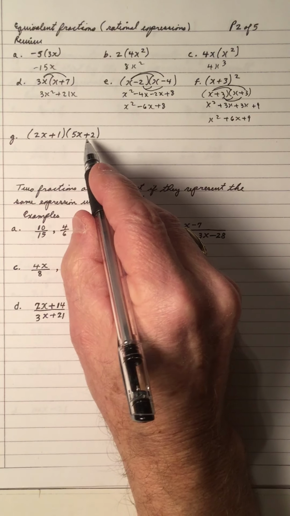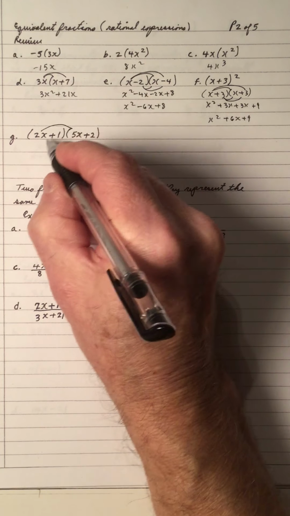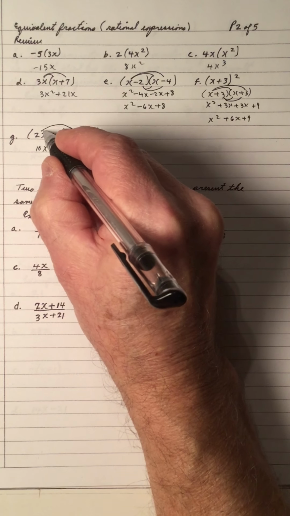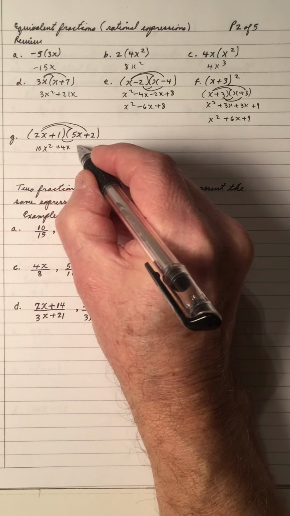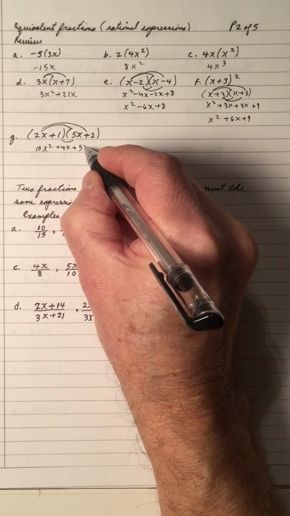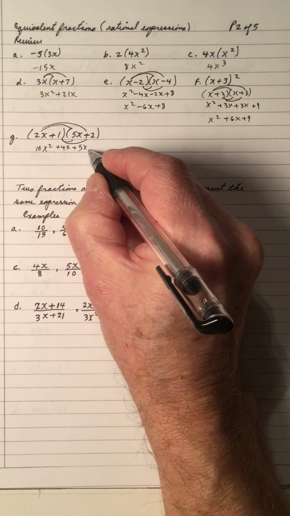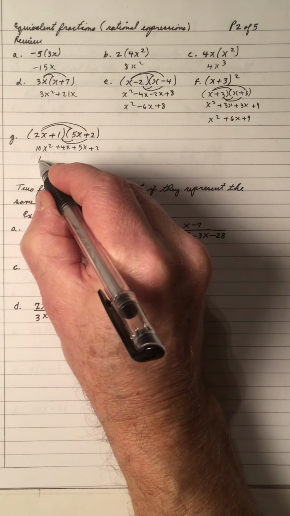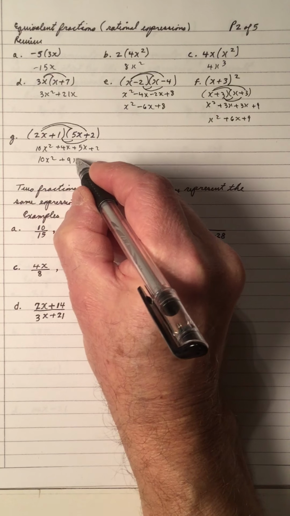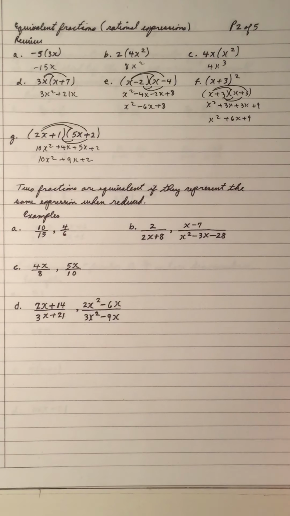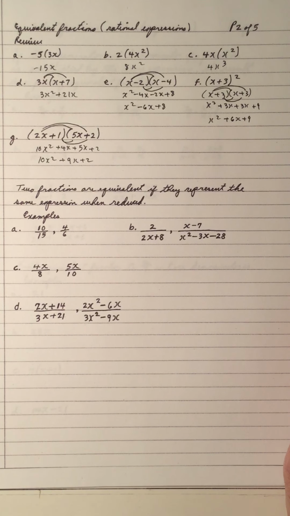And we got binomials again. FOIL. First, 10x squared. Outside, 4x. Inside, 5x. And last. And we add up our middle terms. We get 4x and 5x is 9x, plus 2. So that's a review of multiplying.